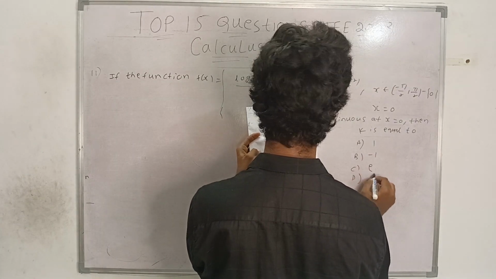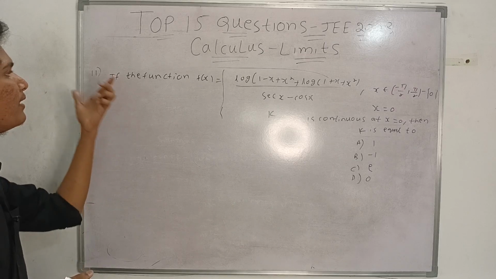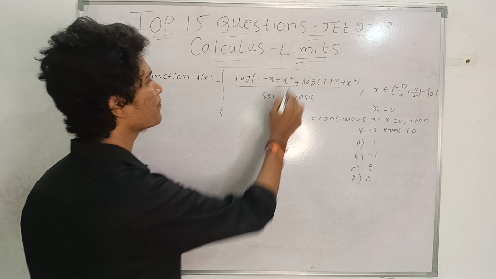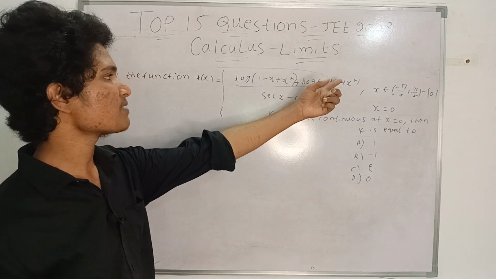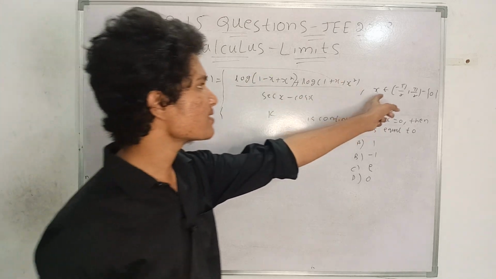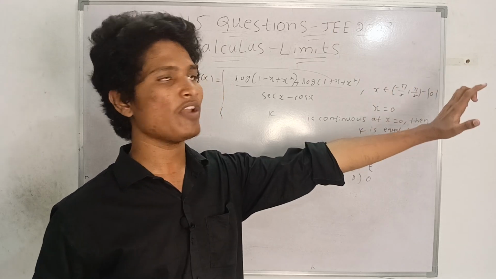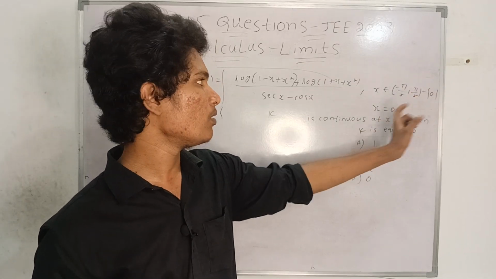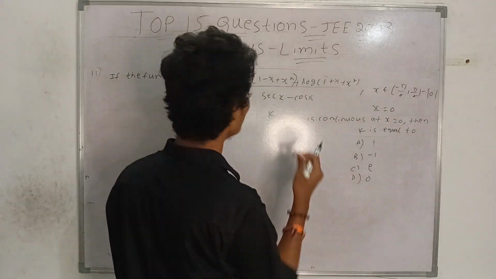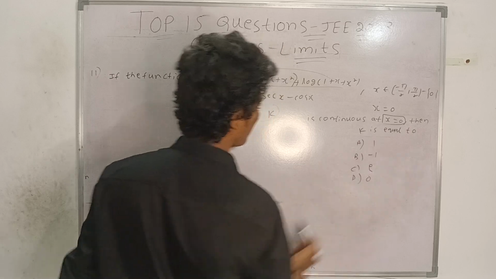1 minus 1 is 0. Let's discuss this question. They are saying that if this function f of x, log of 1 minus x plus x square plus log of 1 plus x square, divided by secant x minus cos x, this thing is defined when x belongs to minus pi by 2 comma pi by 2, excluding 0, and when x is equal to 0, the value is k. They are asking, if this function is continuous at x equal to 0, then what is the value of k?